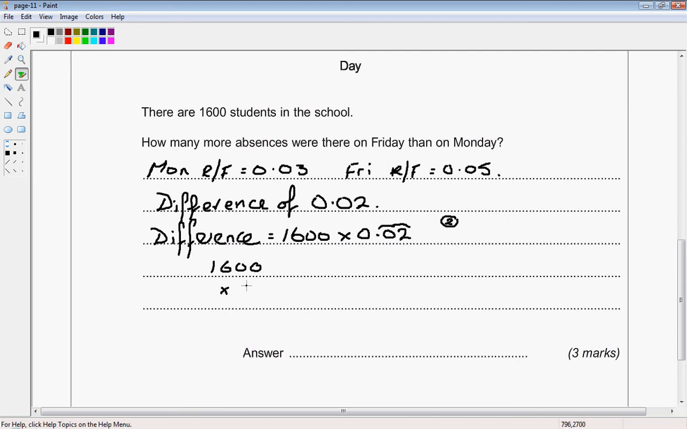So I have 1,600 multiplied by 2. So 2 noughts are 0, 2 noughts are 0, 2 6s are 12, carry 1, 2 1s are 2, and 1 is 3. Now my decimal point is here, and it's got to move back 2 places. So it moves once, twice. So it becomes 32.00, or just plain 32. Okay, and that's the answer to the question.